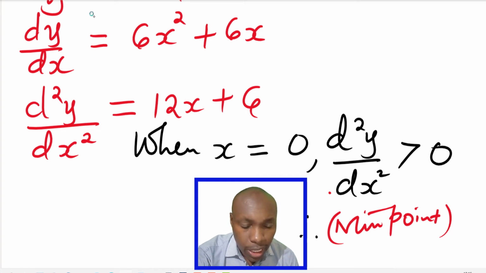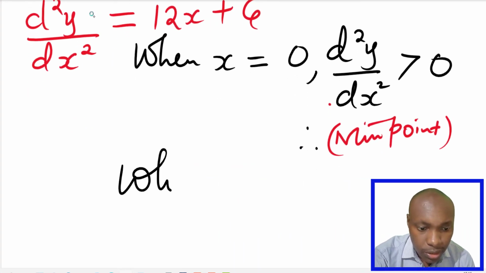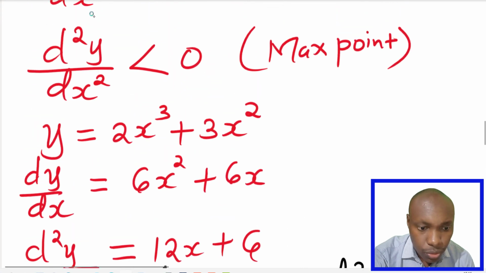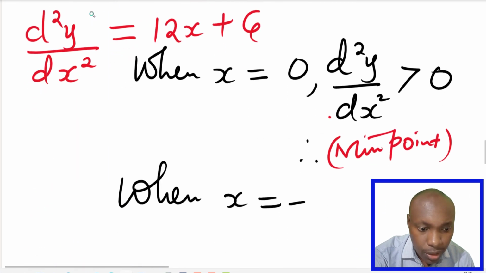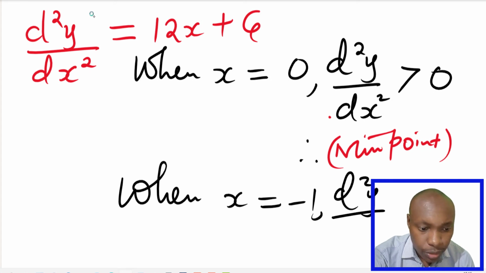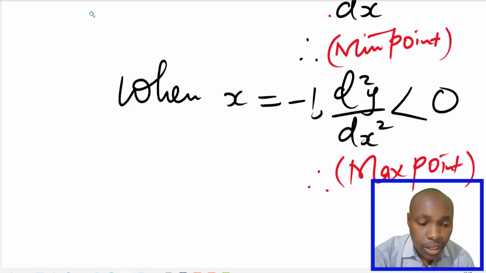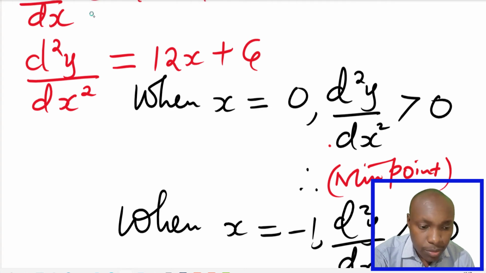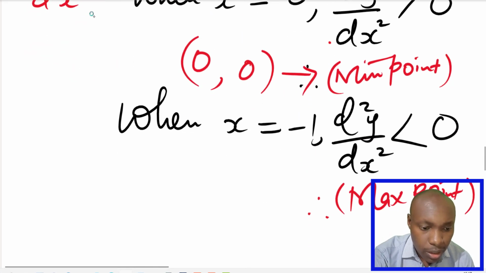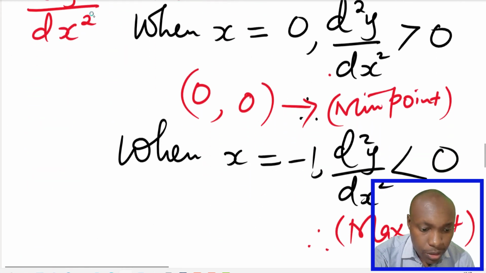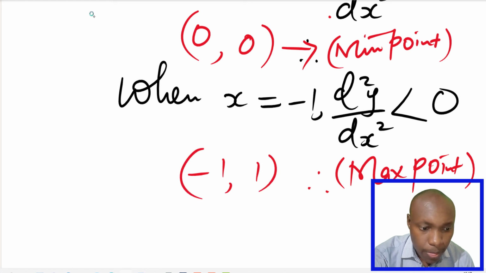We go now to the other value of x where we have the stationary point, and that is x equals -1. When x equals -1, we substitute -1 in 12x plus 6, and we get a negative value, so it is less than 0, which means it is a maximum point. So when x is 0, that is a minimum point: the point (0, 0) is a minimum point. And the other one, (-1, 1), is a maximum point.